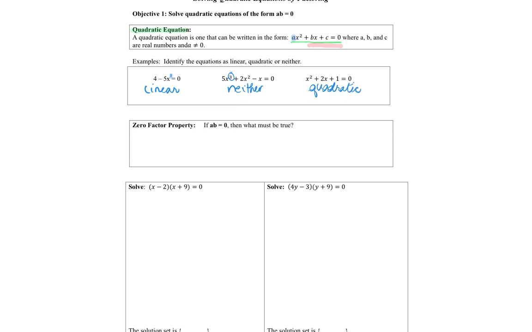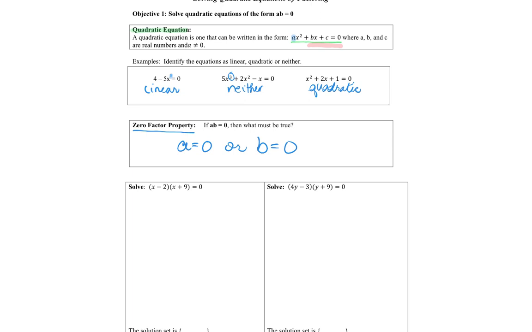Now, what we're going to be using to solve these equations by factoring is something called the zero factor property. The zero factor property says, if I have a times b equal to 0, then what has to be true? Well, if a times b equals 0, then I know that one or both of those numbers have to be equal to 0, because that's the only way to multiply and get 0. So either a equals 0 or b equals 0, or both. That would be what we're going to use in order to solve these by factoring.